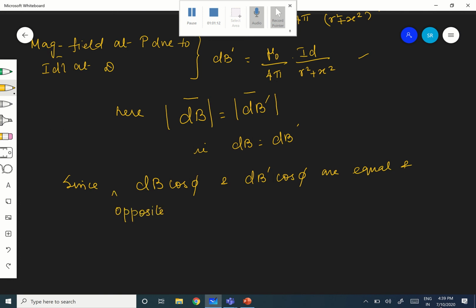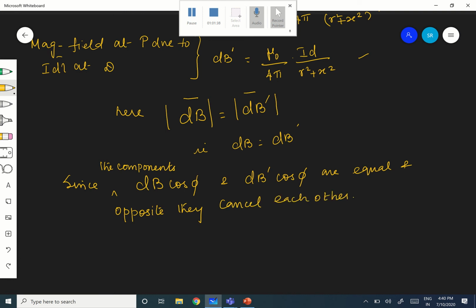Since the components, I am done with respect to the diagram. I am writing here. So I explained everything. Since the components dB cos phi and dB dash cos phi are equal and opposite, they cancel each other.